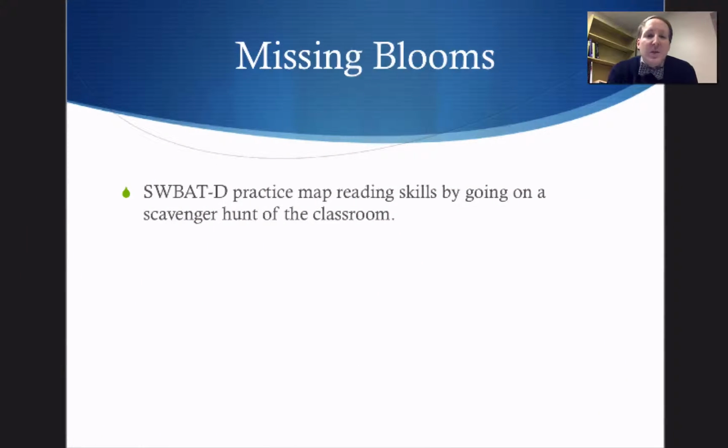So now we're going to look at some examples of what happens when you skip a part, because I get a lot of feedback that this formula is very rigid and doesn't help, but it really does help. And when you skip a part, some bad things can happen. So let's look at that. If you're missing Bloom's, an objective might look like this. Student will be able to demonstrate practicing map reading skills by going on a scavenger hunt of the classroom.